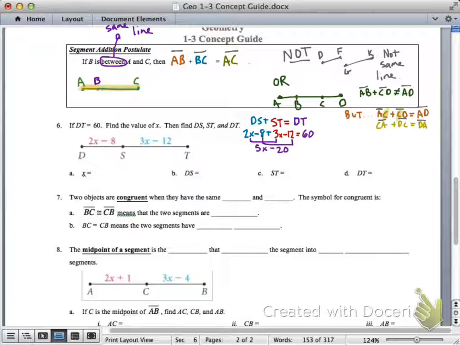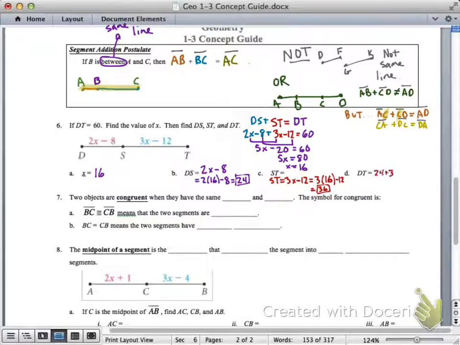Solve. 5x minus 20 equals 60, 5x equals 80, x equals 16. So there's x. Now, how would you answer the question, what is the length of DS? Well, it told us that DS was equal to 2x minus 8. Plug in 16 for x, we get 24. The length of ST is 3x minus 12. Plug 16 in for x. What do we get? 36.